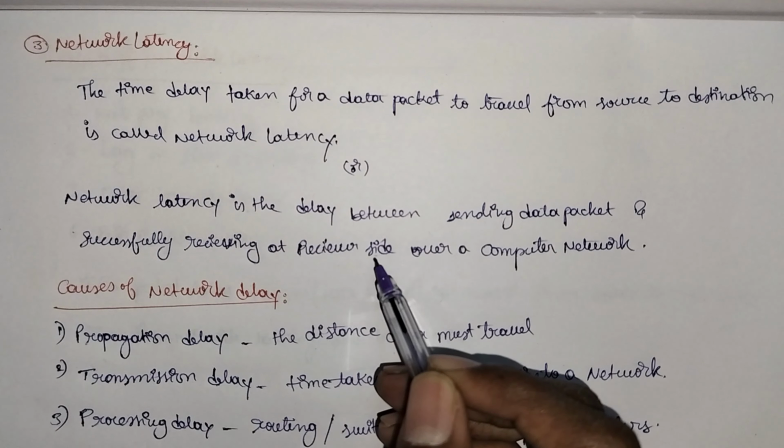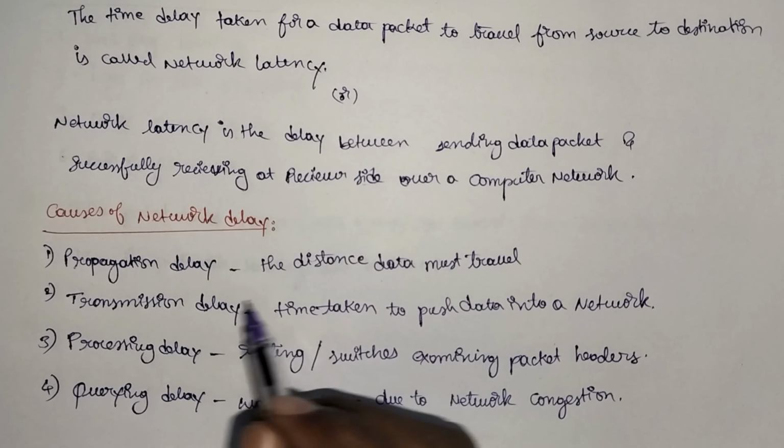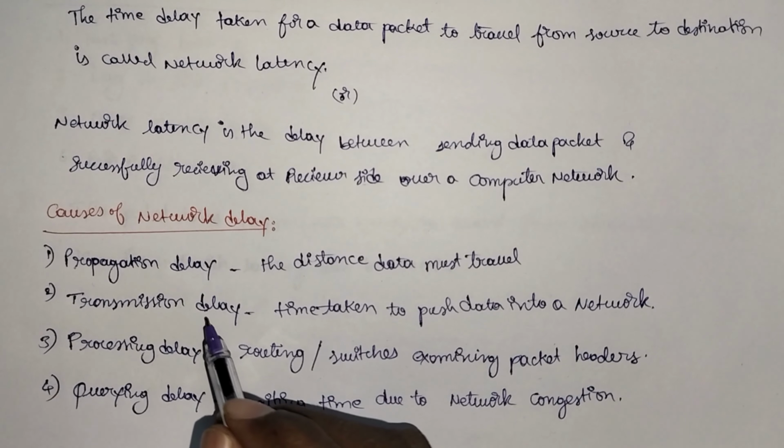The causes of network delay are: one, propagation delay, the distance data must travel. Second one is transmission delay, the time taken to push the data into a network. Third one is processing delay, which means routers or switches examining the packet headers. Fourth one is queuing delay. This is the wait time due to network congestion.